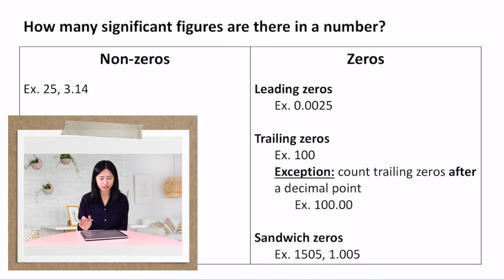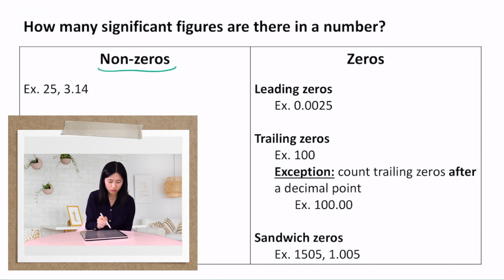How many significant figures are there in a number? Typically, I tell my students that all non-zeros are significant, and if you look at zeros, depending on which type of zero it is, it's not always going to be significant. So for non-zeros, we have 25, so there's two significant figures. And if you look at 3.14, there's three significant figures.